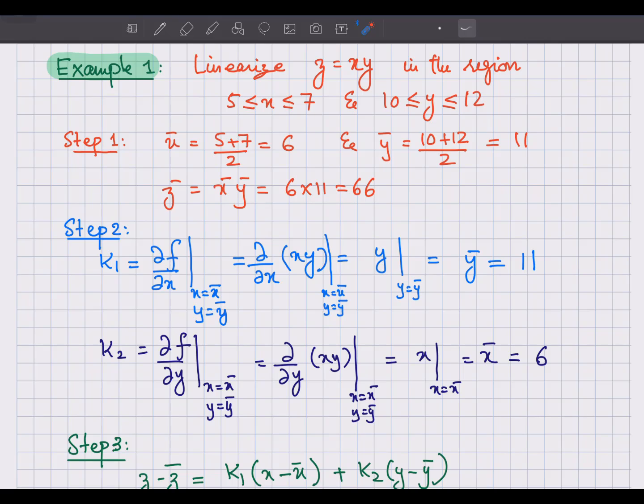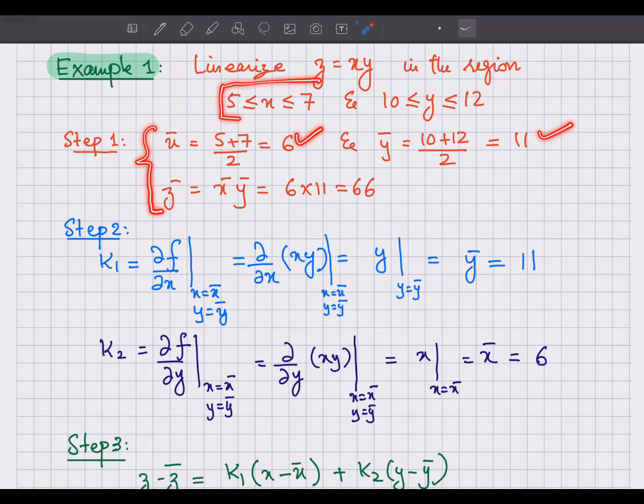right? And with these average values, if we evaluate our function z, that is equal to xy, that will be equal to x bar times y bar evaluated at the selected operating point, right? So the operating point is x bar and y bar, that is 6 and 11, right? So the average value of the function is 66. So in step 1 we calculate all of these average values, or we evaluate the function at the operating point and we select the operating point.